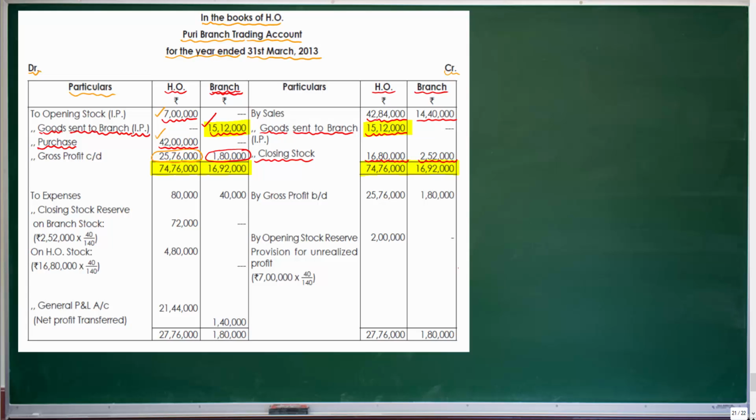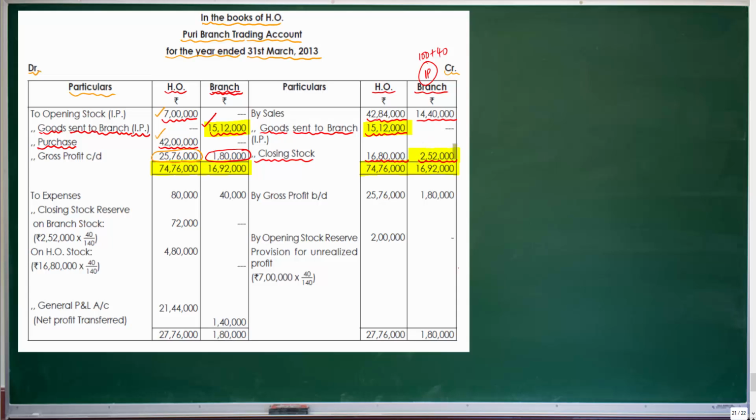Okay, but if HO wants to know the overall position, so here if you notice what happened in branch, everything is at invoice price, and that is nothing but the wholesale price, which is equivalent to 100 plus 40. Okay, so since everything is at wholesale price, it had become easy for HO to know what is the profit of the branch. But one thing we have to understand is this wholesale price also includes profit loaded, because if you notice, the branch has a closing stock of 2,52,000.